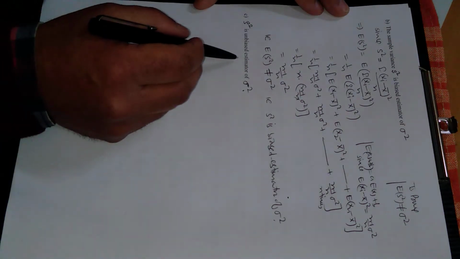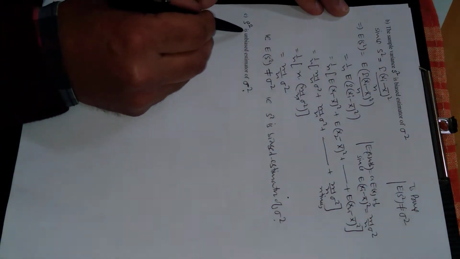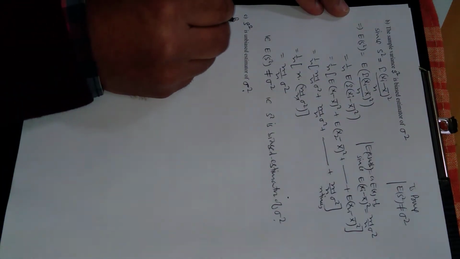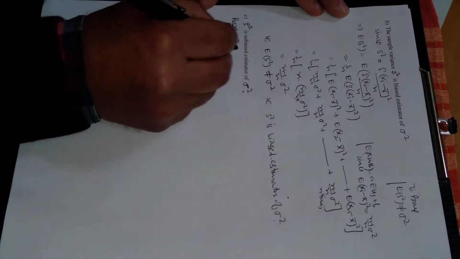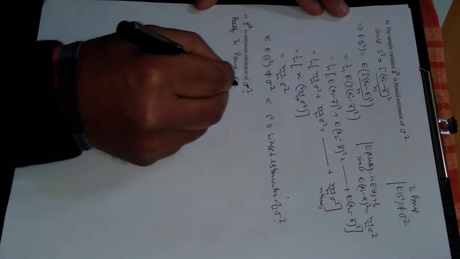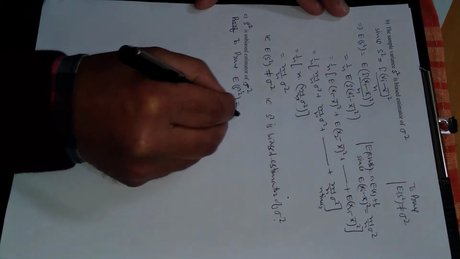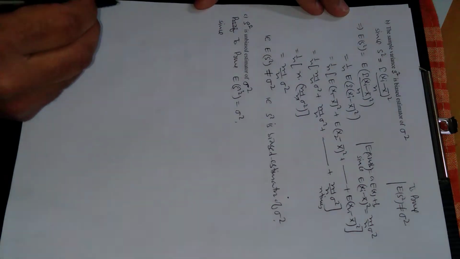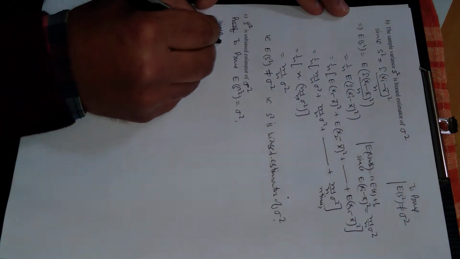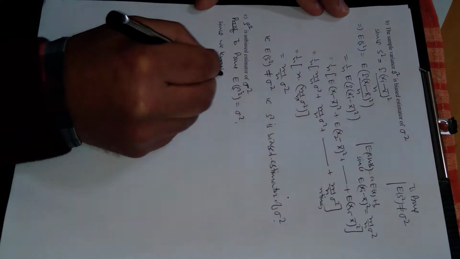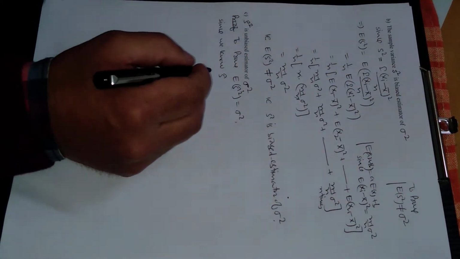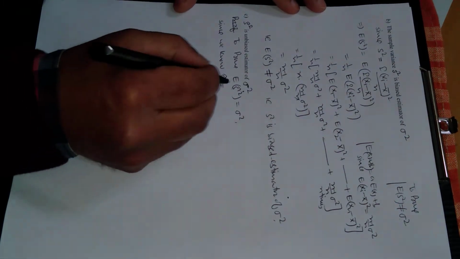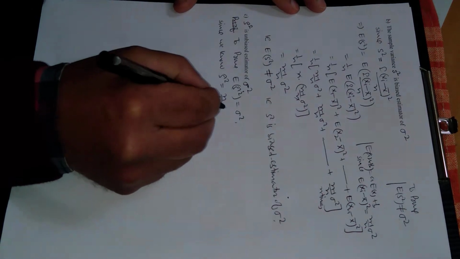In the third part of the same example, we want to show that S cap square is an unbiased estimator of sigma square. This time we have to prove that the expected value of S cap square is equal to sigma square. This is what we want to prove. Since we know from the previous lecture how S cap square is defined, S cap square is actually n upon n minus 1 into S square.